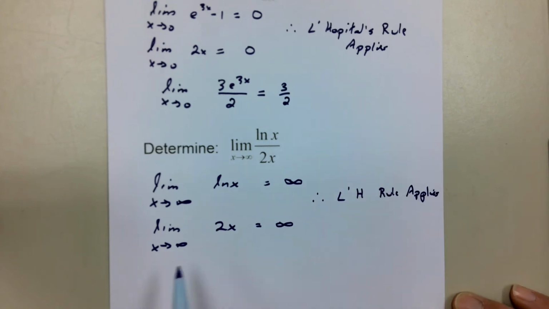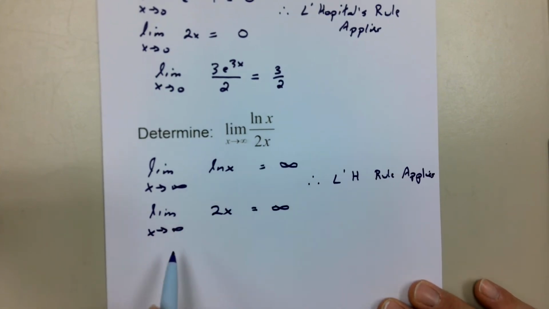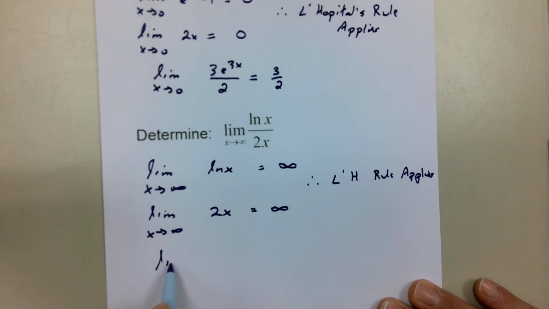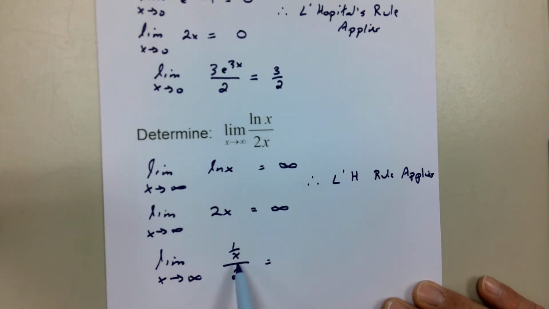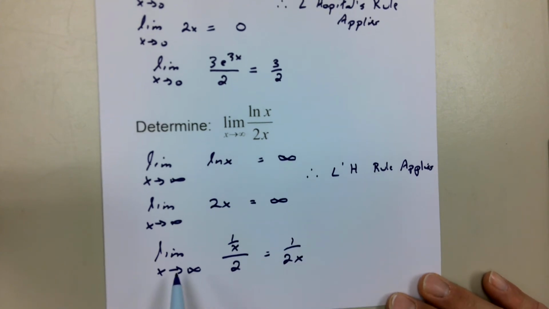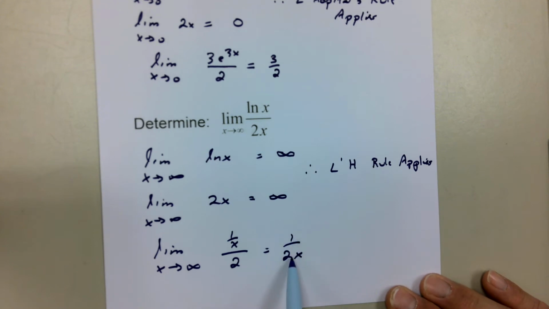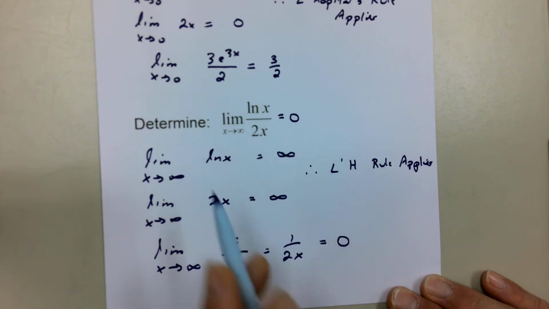So what we can do then is go ahead and find the derivative of the numerator and derivative of the denominator and take the limit as x goes to infinity. So derivative of natural log of x is 1 over x, derivative of 2x is 2. We can simplify that to 1 over 2x. Now as x gets larger and larger, 1 over 2x gets smaller and smaller, closer to 0. So we know this overall limit then would be 0.